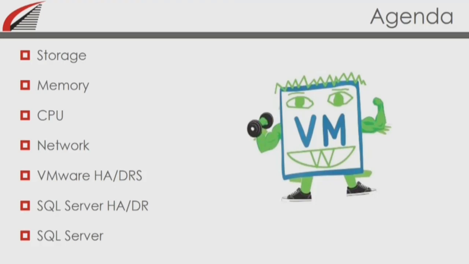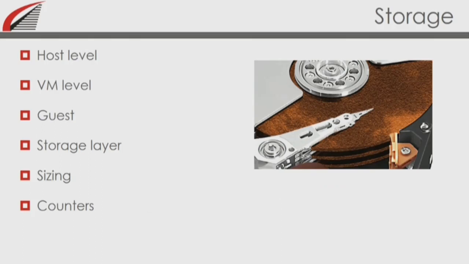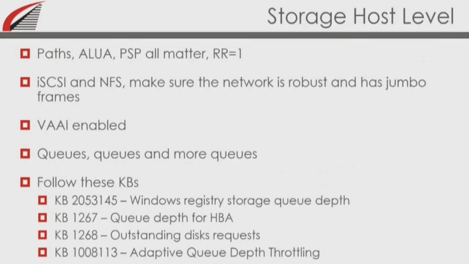So for the agenda, we're going to walk through storage, memory, and CPU. You can read this. In storage, we're going to go through multiple sections of storage. At the host level, the things I care about are paths. You need to have as many paths as possible to your storage, and have it set up and configured properly.